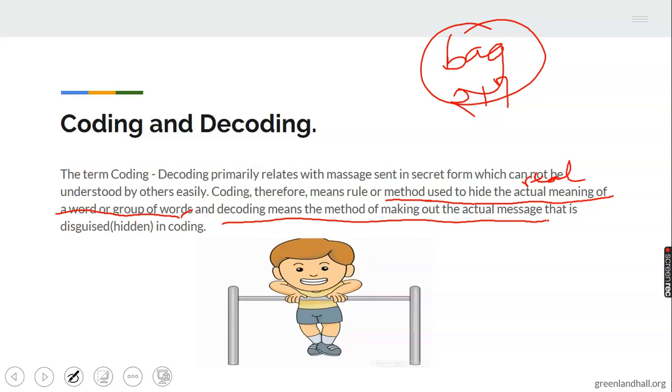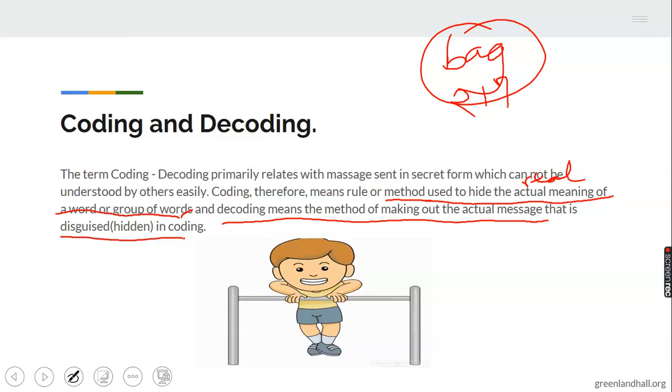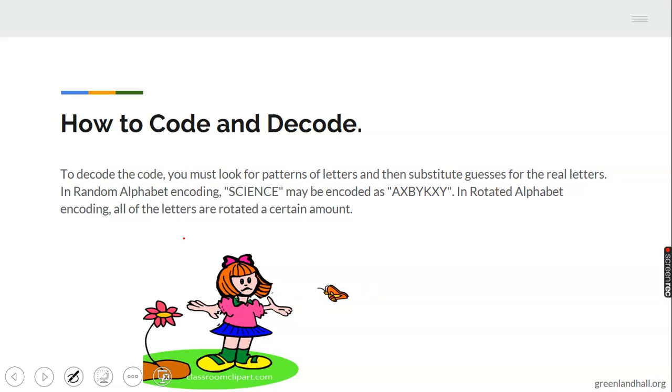That is what disguise means. Disguise means hidden. That is hidden in coding. Is that okay? How do we code and decode? Now, to decode the code, that is to reveal what has been hidden, you must look for patterns of letters and then substitute guesses for the real letters.